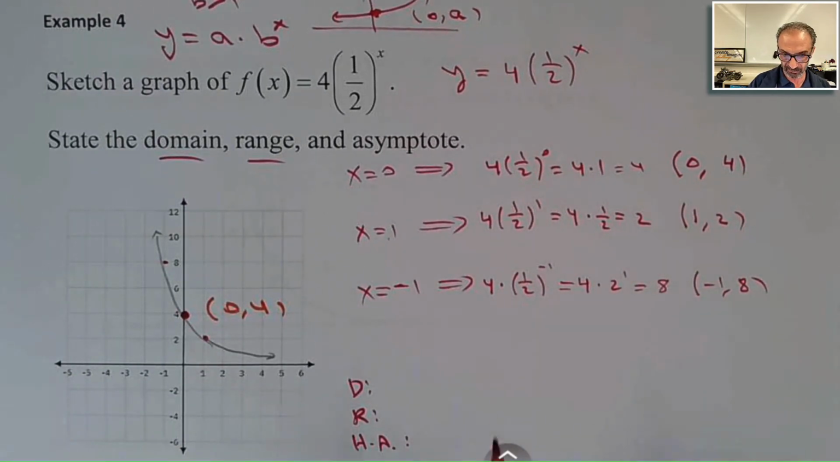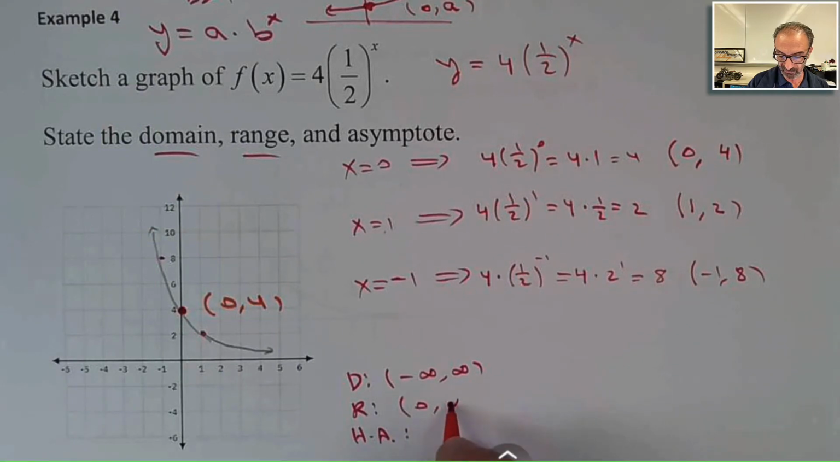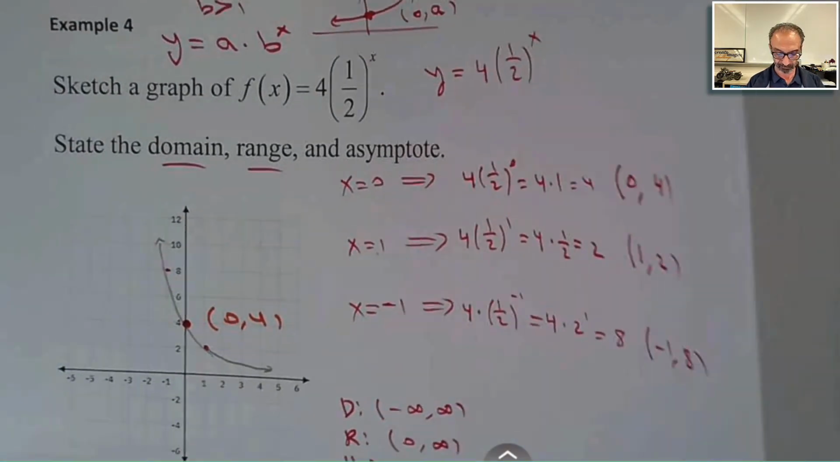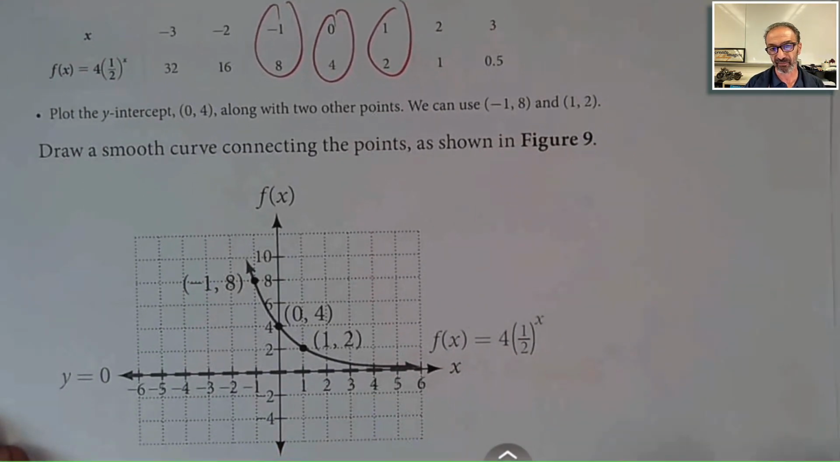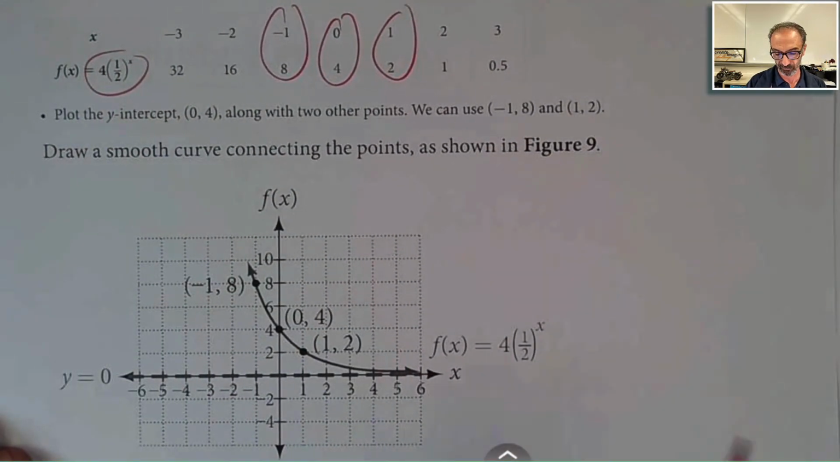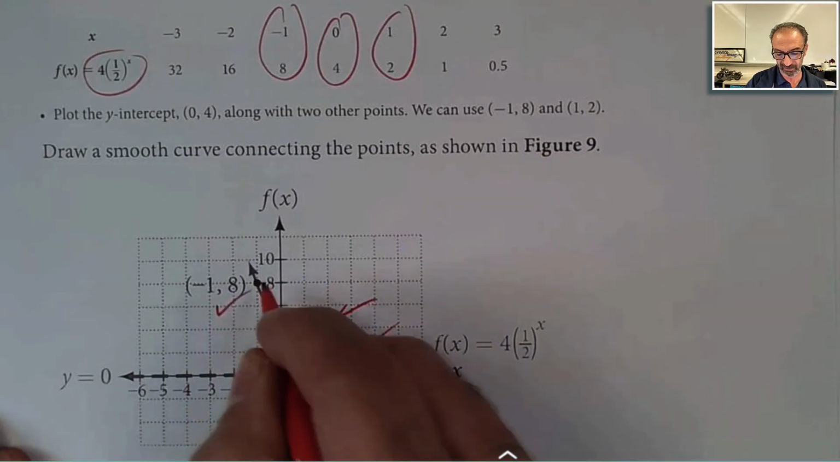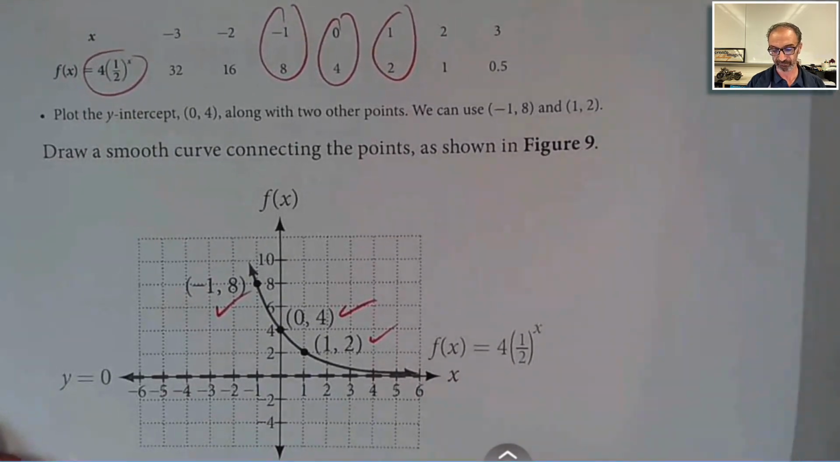The domain is all real numbers, left and right. The range is from 0 to infinity. It did not move. The horizontal asymptote is still the x-axis, or y equals 0. That's the detail about the same graph, which is 4 times (1/2) to the power x. We talked about this, this, and this, and the horizontal asymptote right there, so we should be fine.